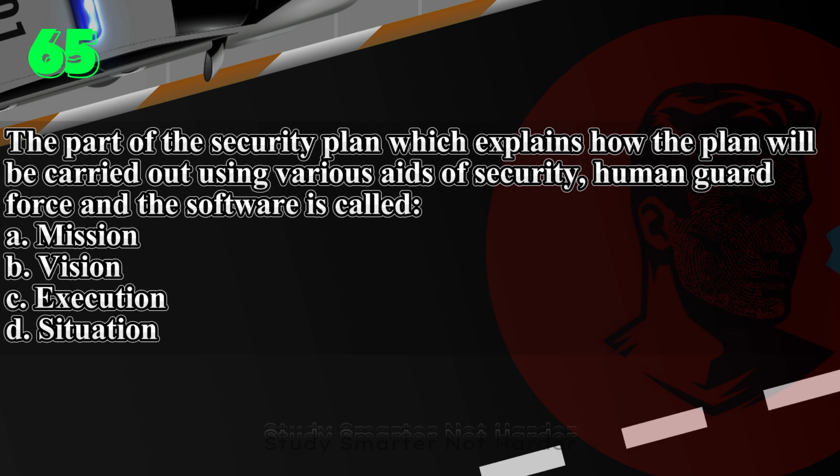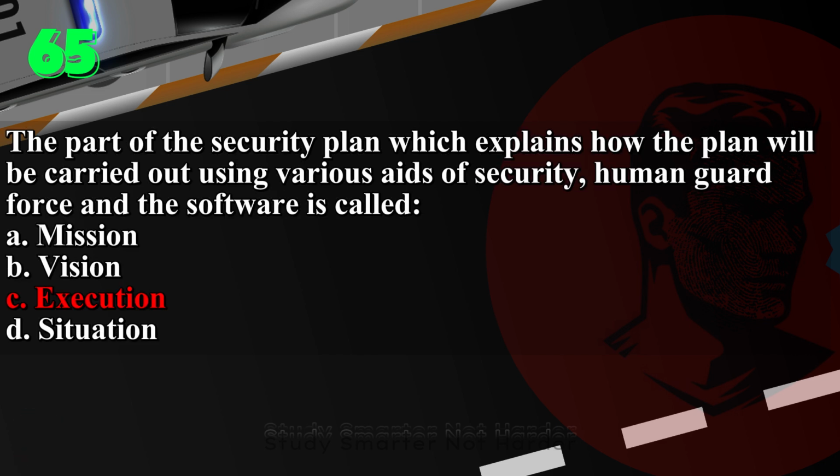65. The part of the security plan which explains how the plan will be carried out using various aids of security, human guard force, and the software is called A. Mission. B. Vision. C. Execution. D. Situation. C. Execution.